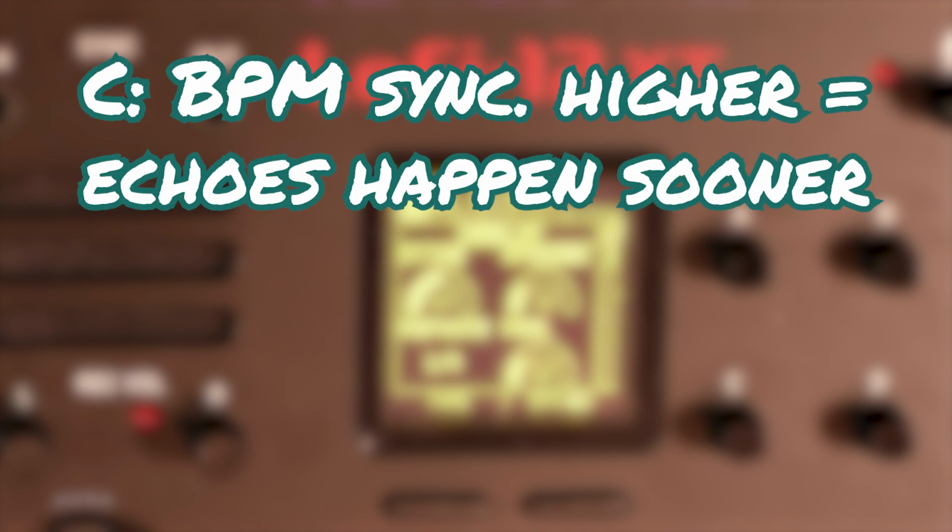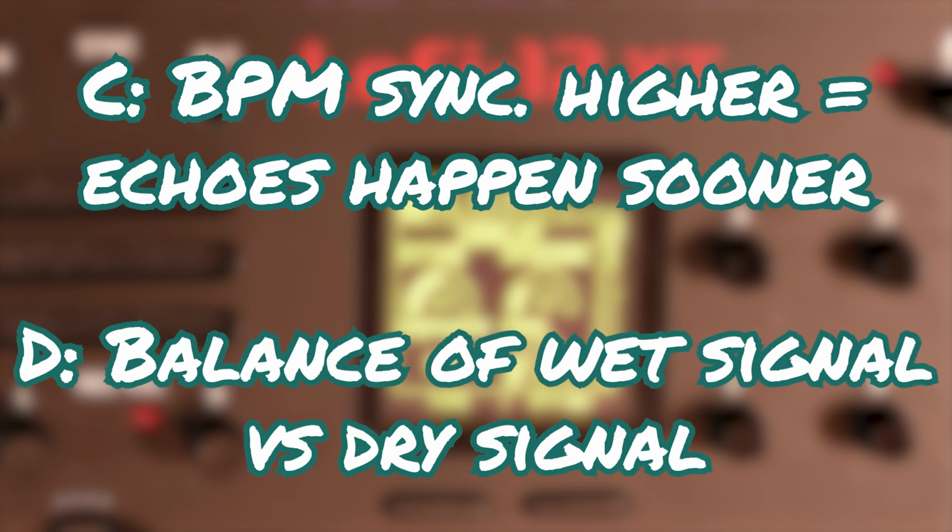The C knob is for BPM sync. This controls at what intervals the echoes will come in, and as the name implies, it's synced with the tempo of your pattern. Increasing this value by moving the knob to the right causes the echoes to appear more quickly, like every 4th step when set to 1/4, or every 16th step when set to 1/16. The D knob controls the balance, how much of the wet signal you hear versus how much of the dry signal. 127 is only the wet signal, and 0 is only the dry signal.